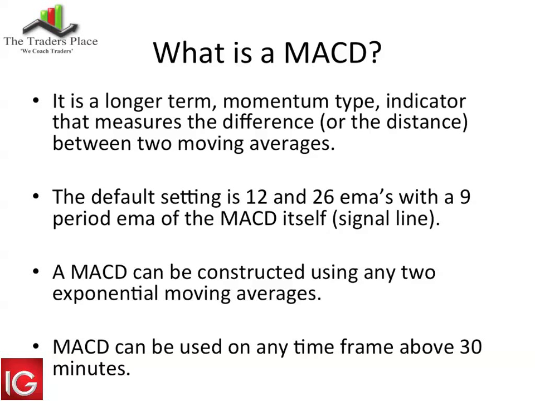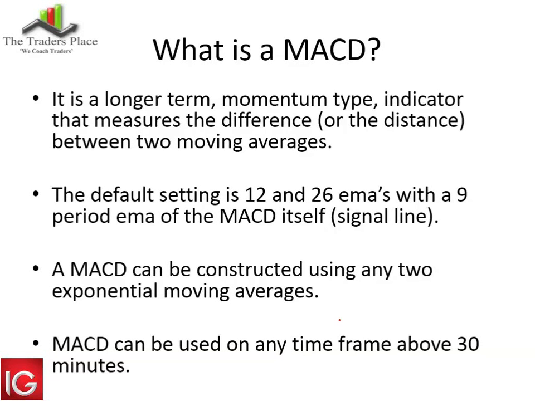whether they've crossed over. The default setting on a MACD is a 12 and 26 EMA with a 9-period exponential moving average of that MACD itself, and that is known as the signal line. Bottom line is a MACD can be constructed using any two exponential moving averages.